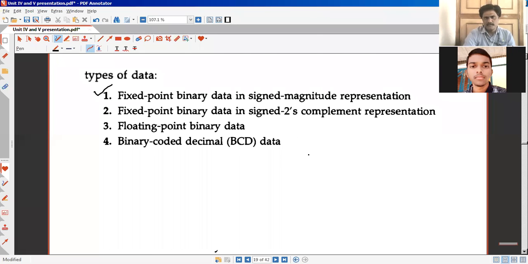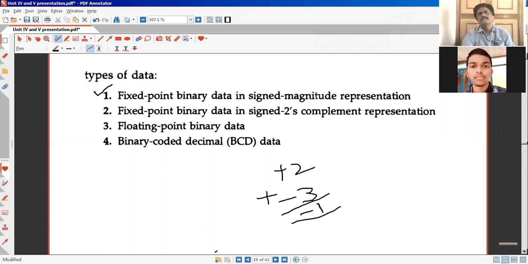+2 plus -3, the answer is -1. Everybody, from childhood, does this day to day. This is signed magnitude representation data. And second is by using 2's complement. We already know that if the answer is negative, then the answer will be given in 2's complement form. If the answer is negative, I can check the result in 2's complement form. Like that we can also use floating point binary data or even BCD data.